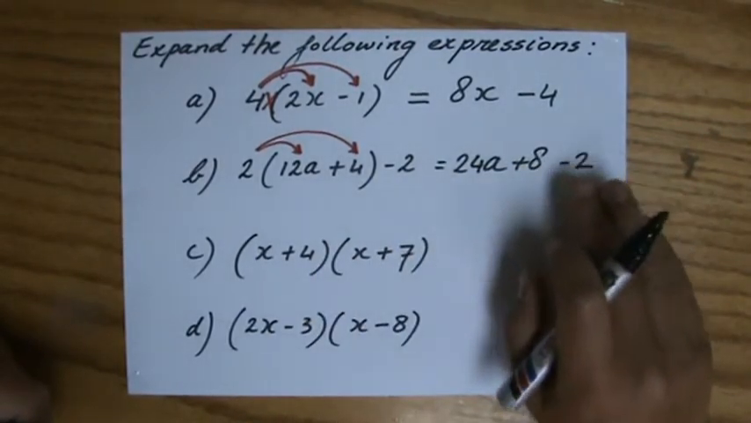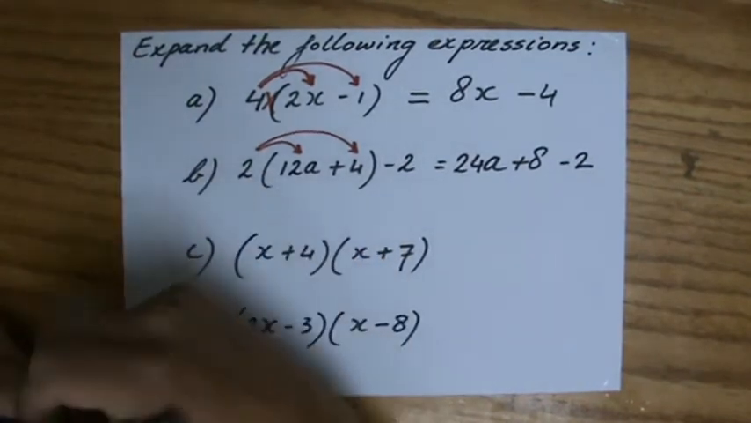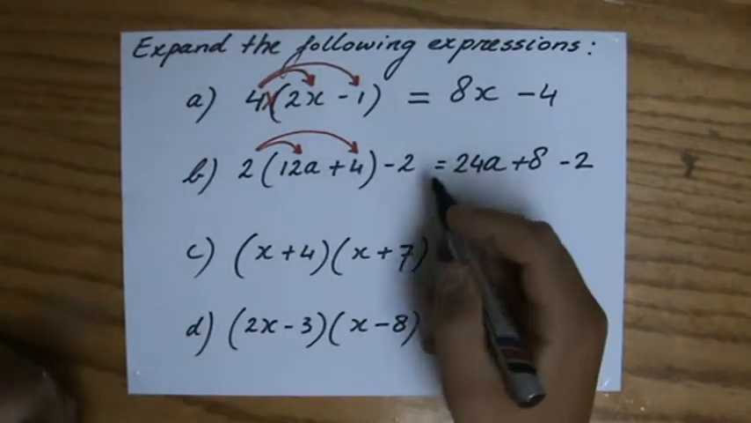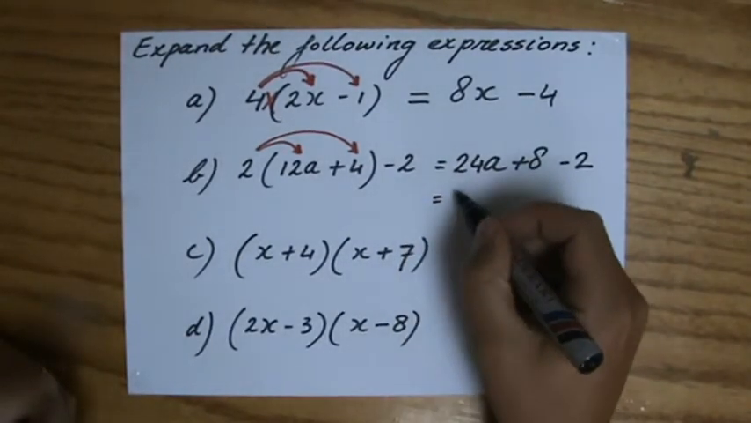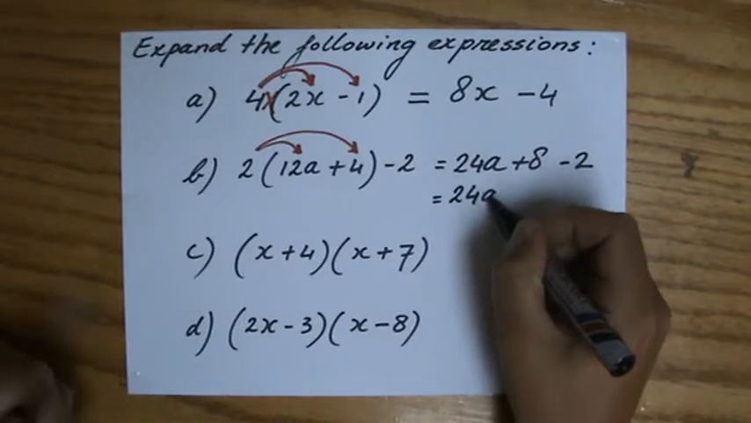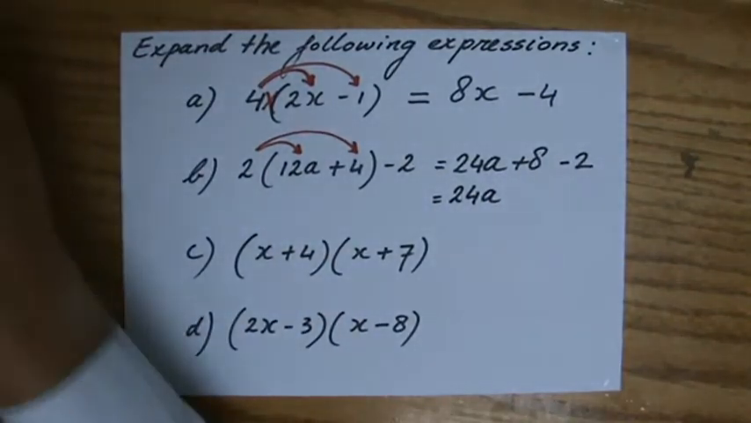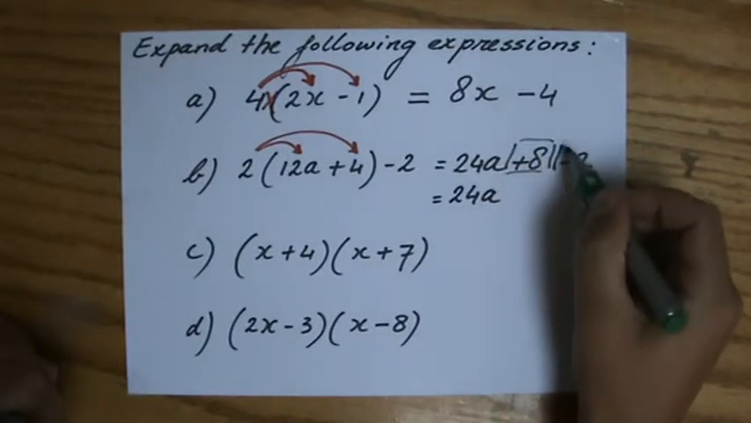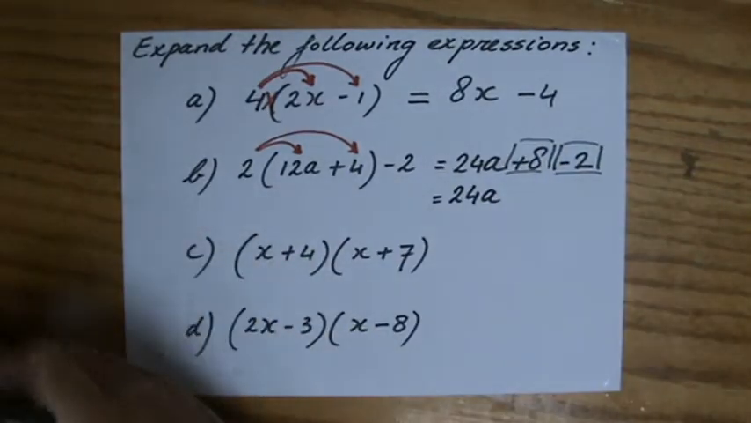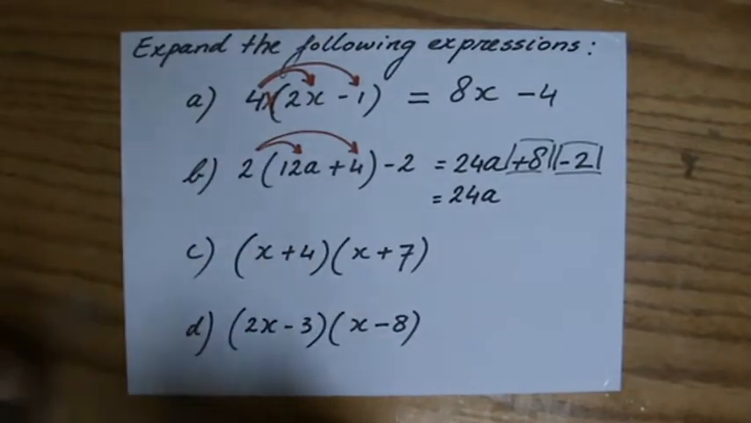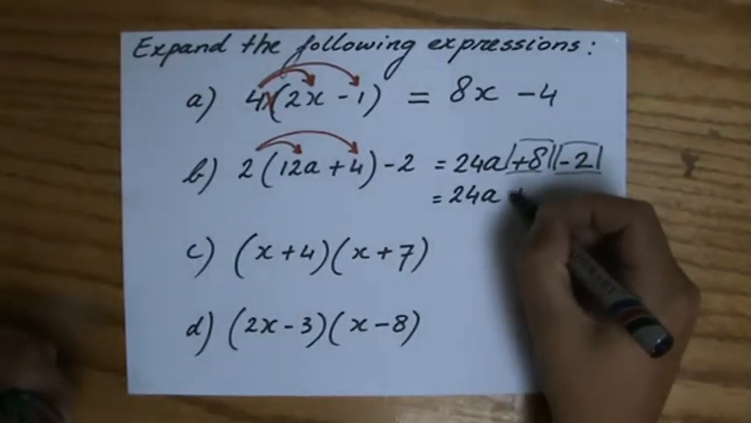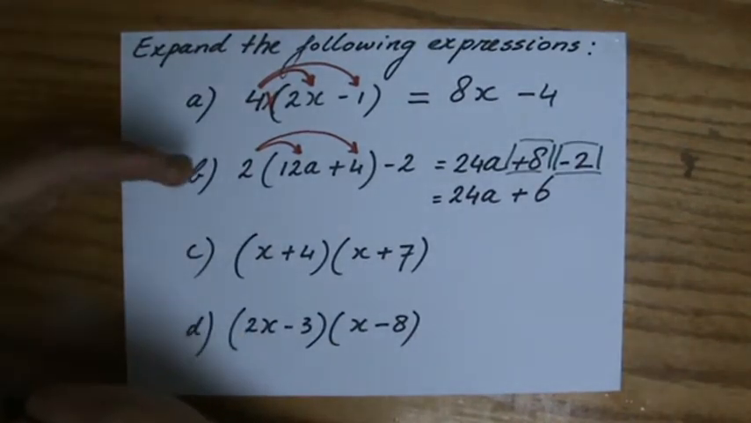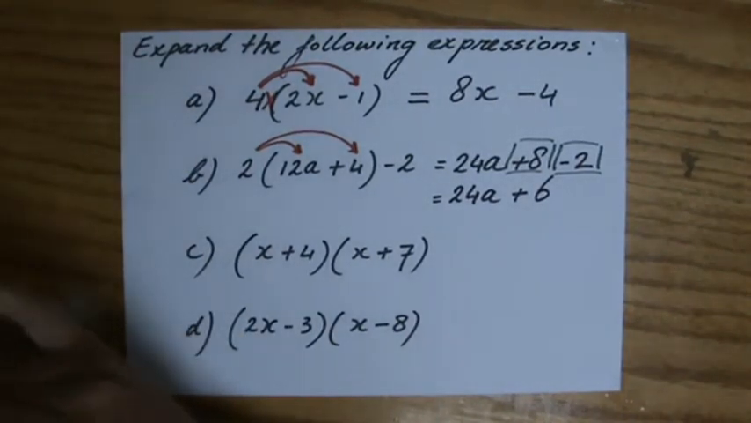Alright, and then again I look, can I simplify that? Do I have any like terms? Well, do I have any other term with an a, 24a? No, so I can just say 24a. But I do have 2 other like terms. I have a positive 8 and I have a minus 2. Those are like terms. 8 minus 2, that will equal a positive 6. 24a plus 6 would be the answer to that question.